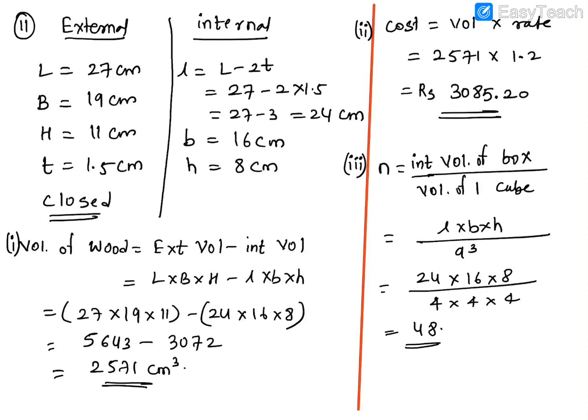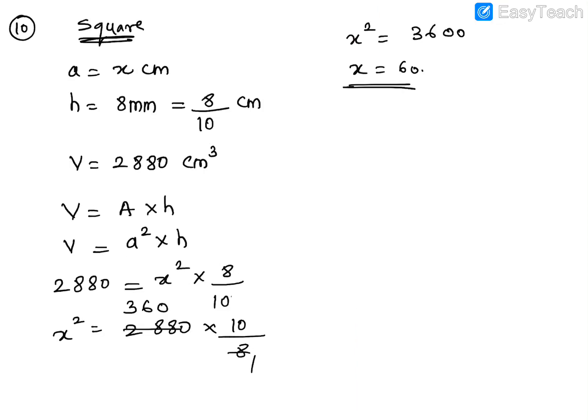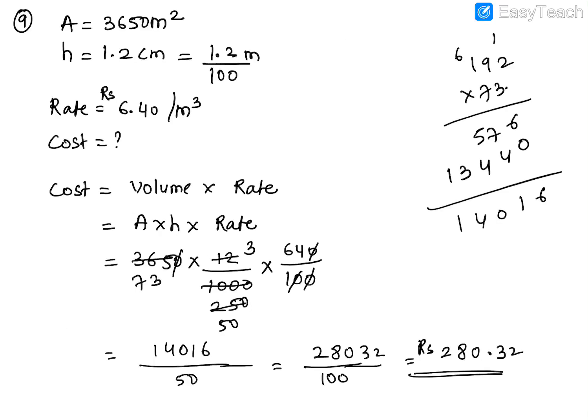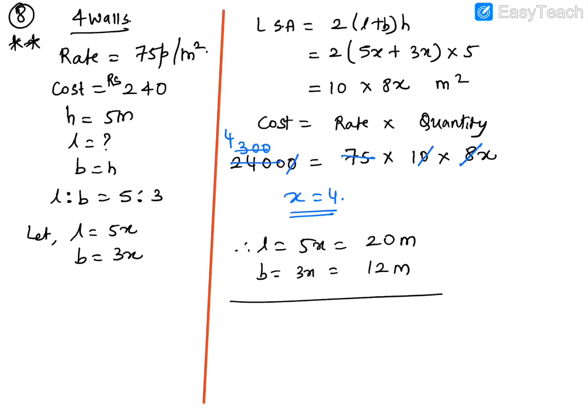Guys, mark this problem as 3 star, 11th one. And remember, very very important to note about this closed box and the open box. I'll tell you later on what happens when there's an open box. And problem number 10 is also a 3-star problem, guys. Problem number 9 is also okay, it's a 2-star problem. Rest all we've marked.